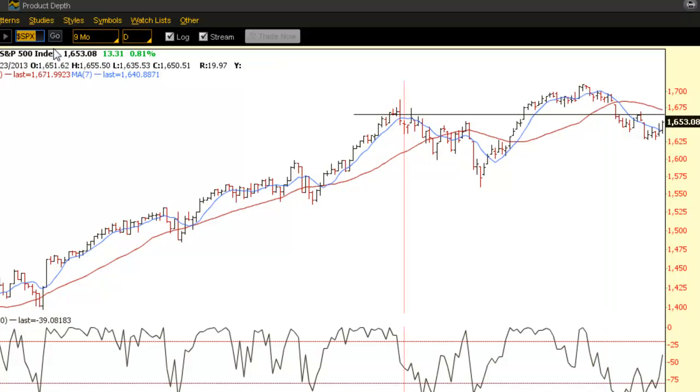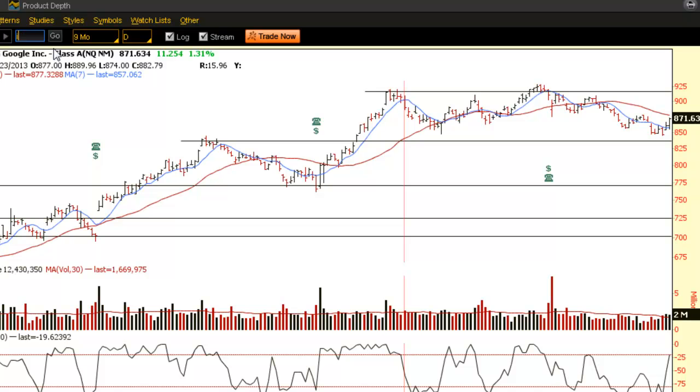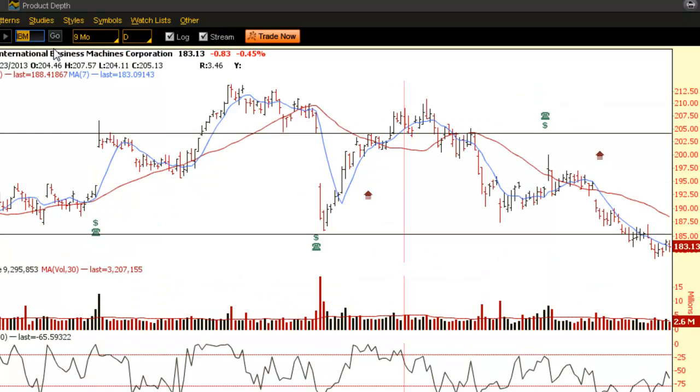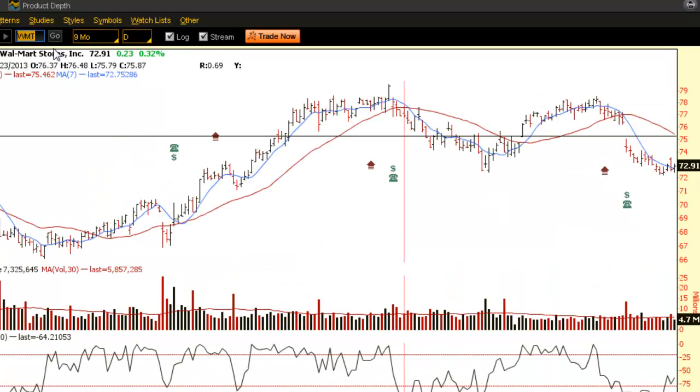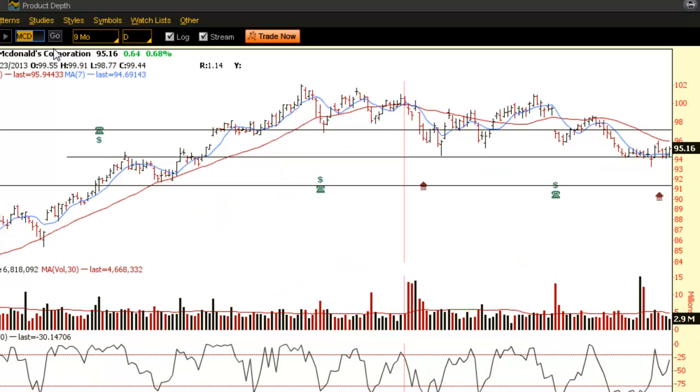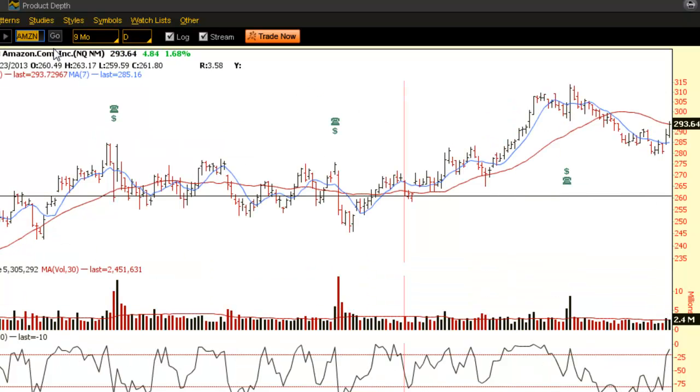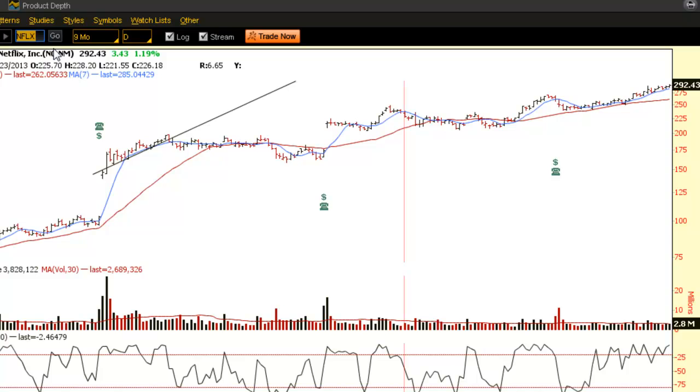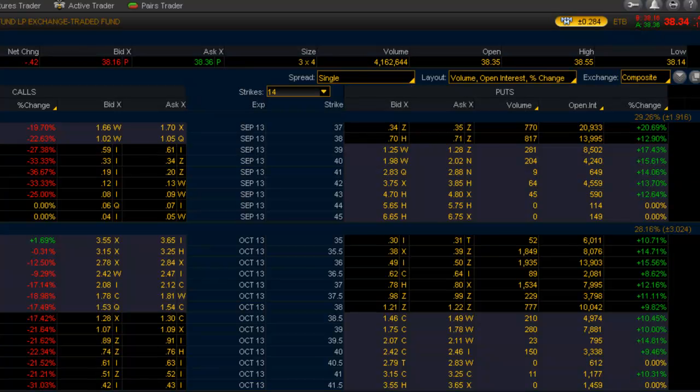Even just doing a quick scan of my watch list and all the big name stocks, Google, IBM, Walmart, McDonald's, things don't look good chart wise. Amazon and Netflix are okay, but they're not beautiful charts. Netflix is actually slow and steady going up, but that's about the only one. And I don't actually trade Netflix that much. I have trouble getting a gauge on it. But Netflix looks okay.